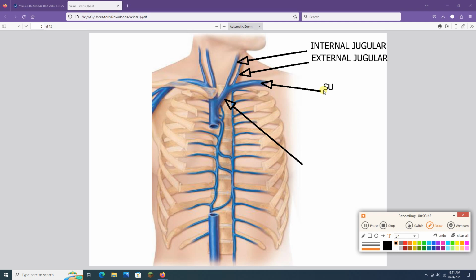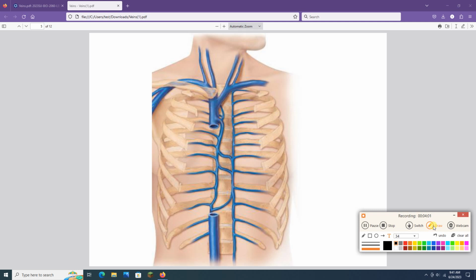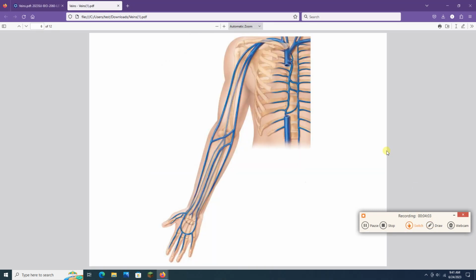And of course, note that while I'm labeling these on the left, they are on the right as well. So we've got to know those guys. Jugular is draining the brain and the head. Subclavian draining the shoulder and the arm. Speaking of the arm, let's move onward.